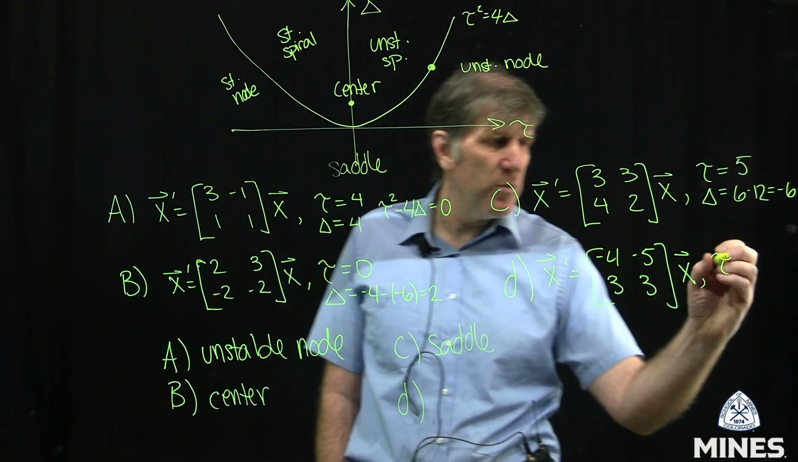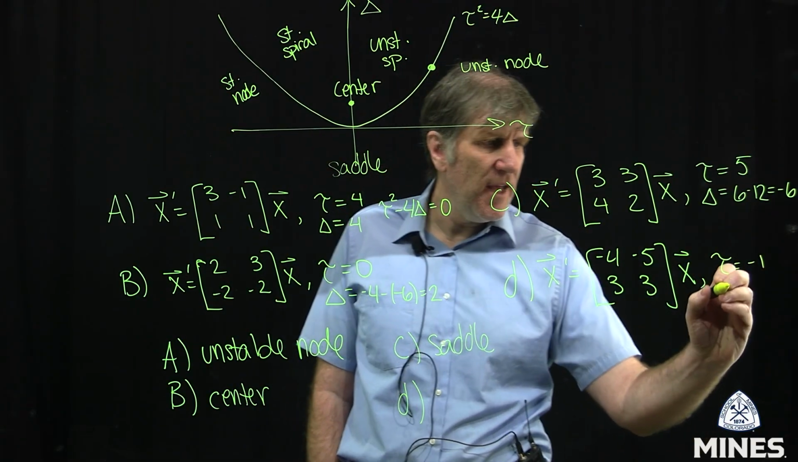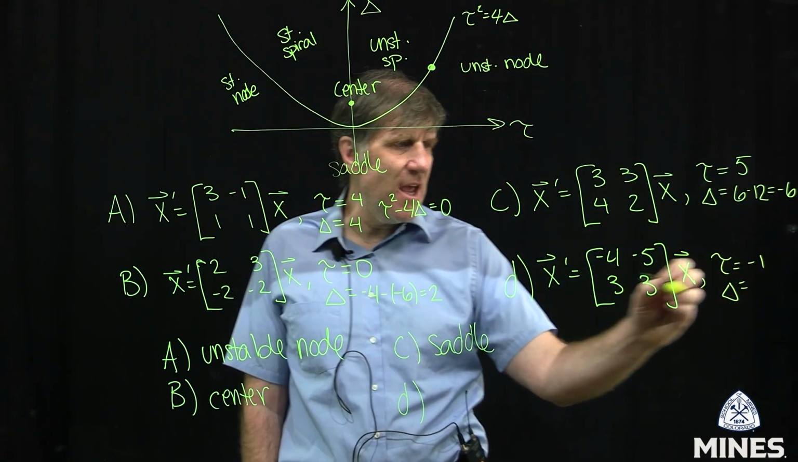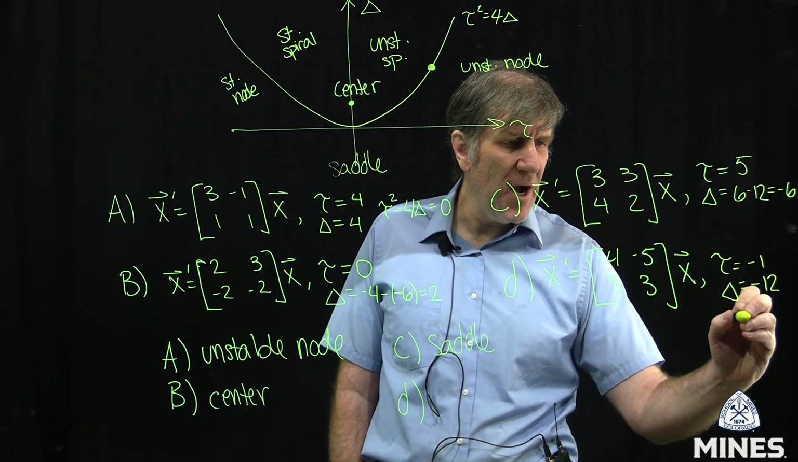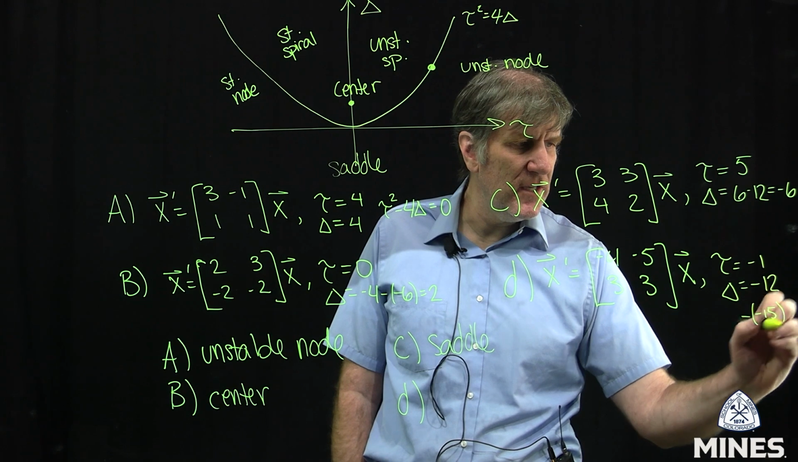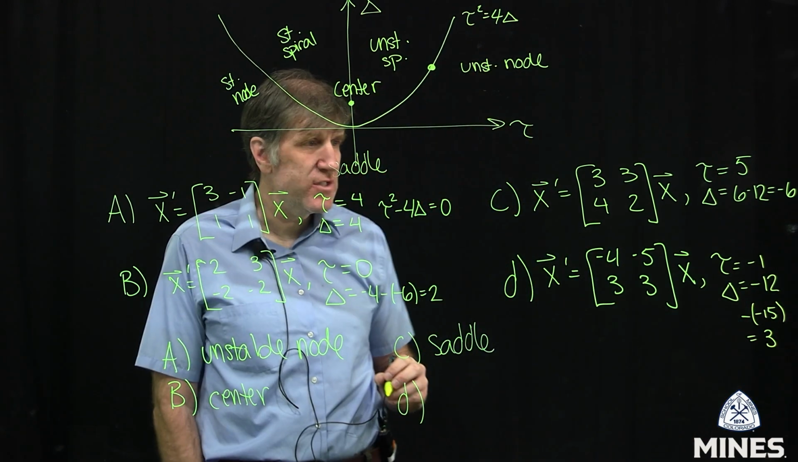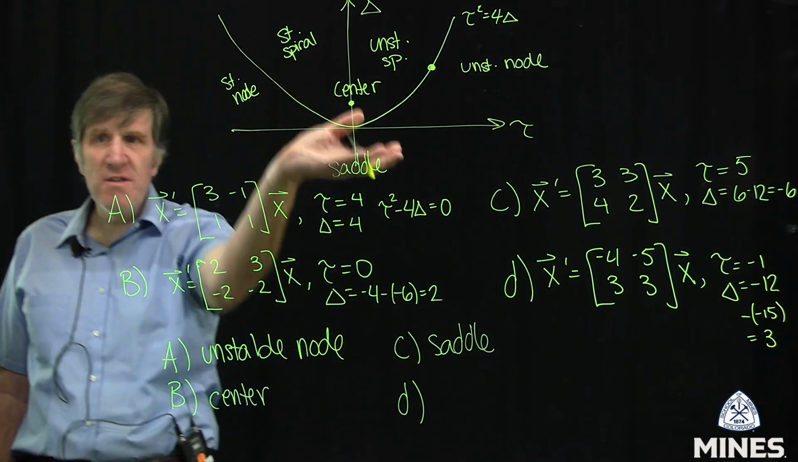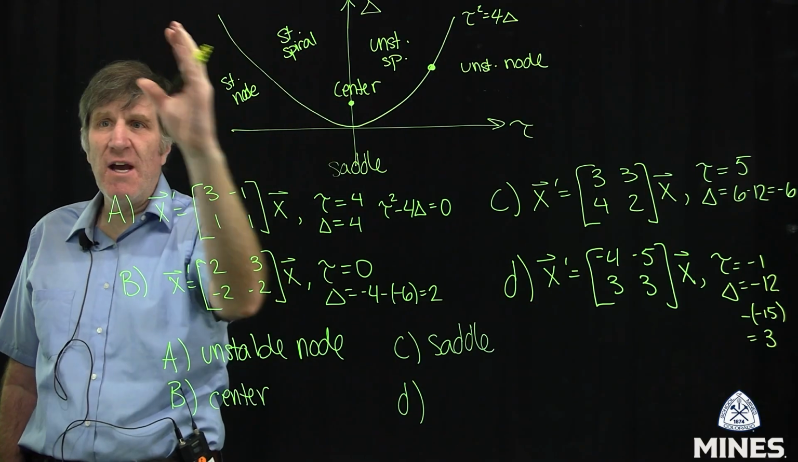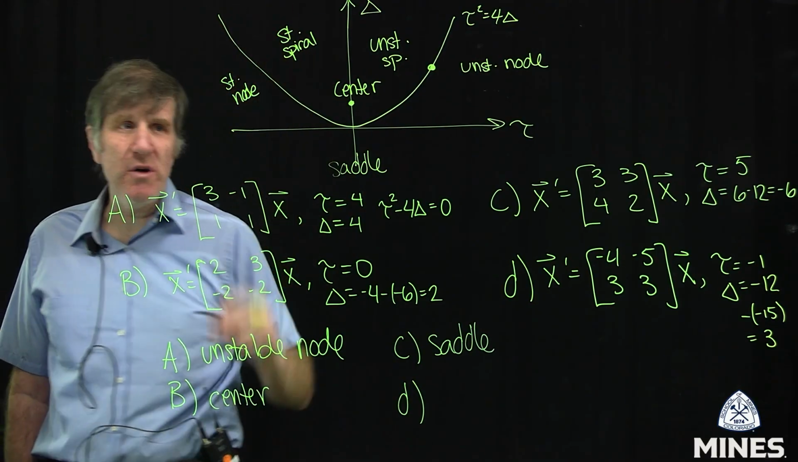And finally, D, I'm mixing my uppercase and lowercase letters. It's just a mess, but we're getting it done pretty quickly here. Tau is negative 4 plus 3, so that's negative 1. And delta is negative 12 minus a negative 15, that looks like 3. So delta is positive, we're on this side. Tau is negative, this side, we're on the stable side. We're in the stable quadrant of things.